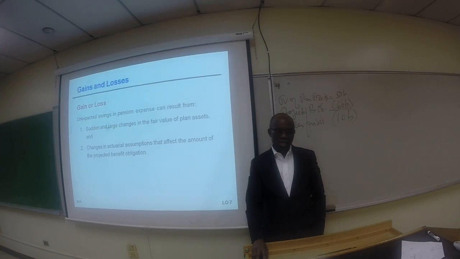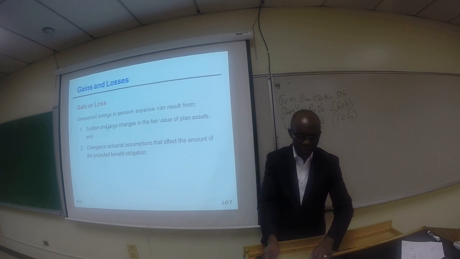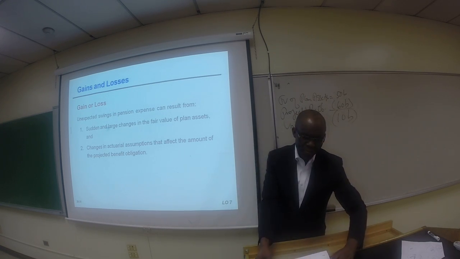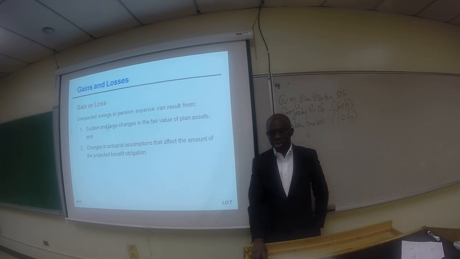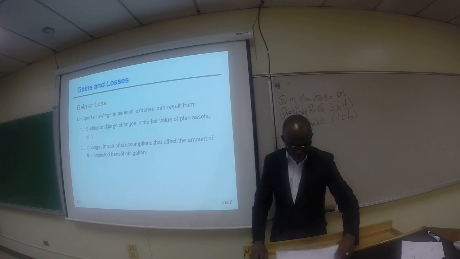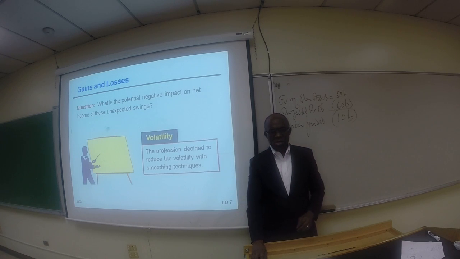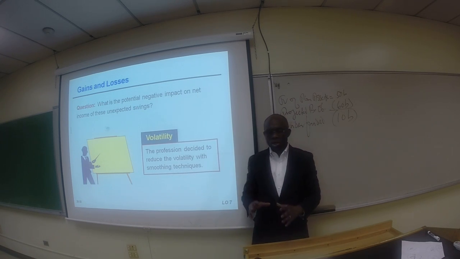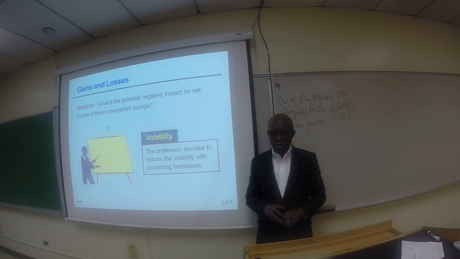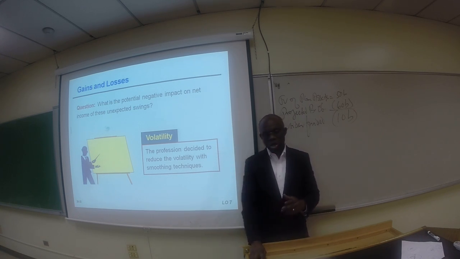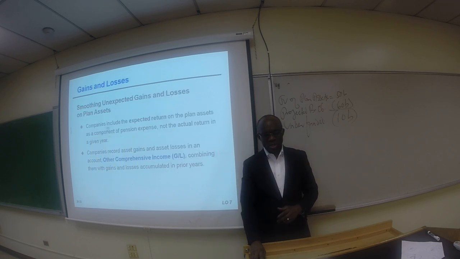So moving along, let's take a look at the accounting for expected gain or loss. Here we said that unexpected swings in pension expense can result from sudden and large changes in the fair value of plan assets and changes in the actuarial assumptions that affect the amount of the projected benefit obligation. So we did explain this previously. Now the question is, what is the potential negative impact on net income of these unexpected swings? The volatility. So the profession decided to reduce the volatility by using smoothing techniques, as you learn in your STARS class. So they have different methods of doing that.